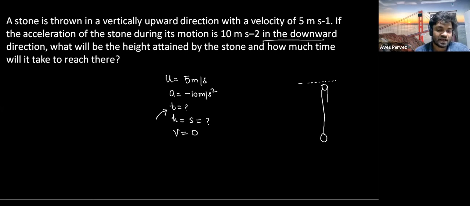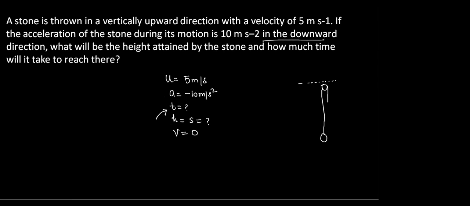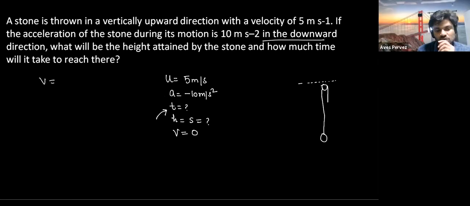So you have A, you have V, you have U, and you have T. So using this, which equation will you use? V is equal to U plus AT. Yes, we will use V is equal to U plus AT.